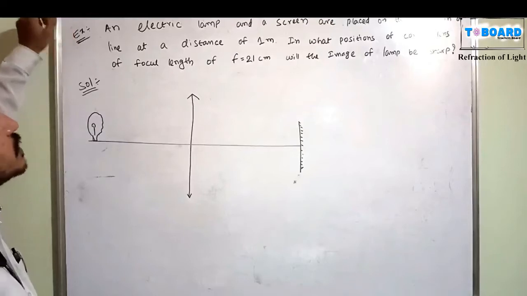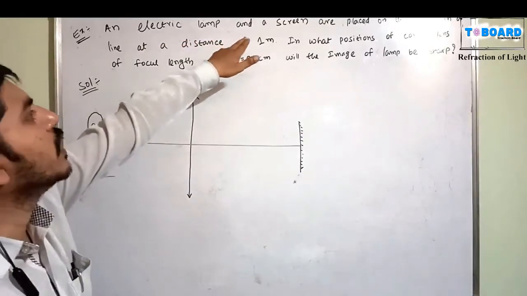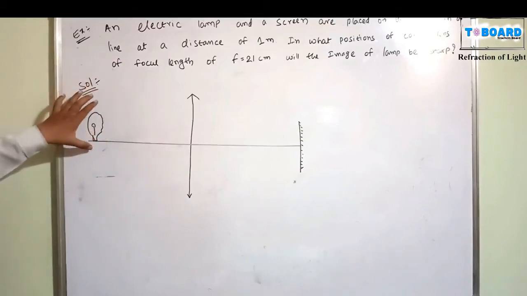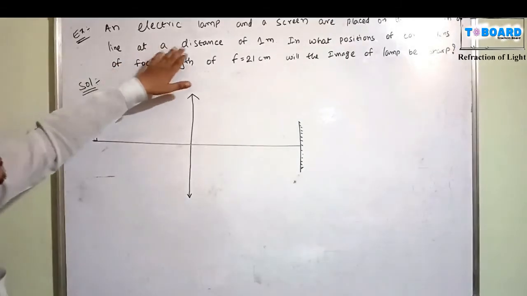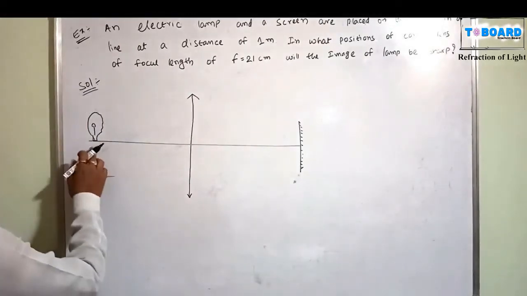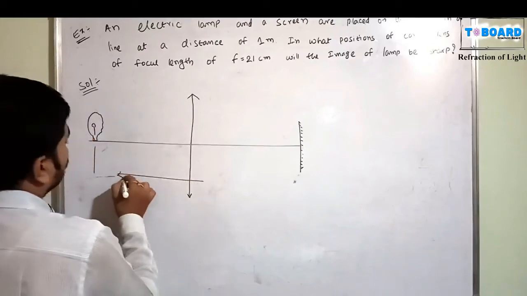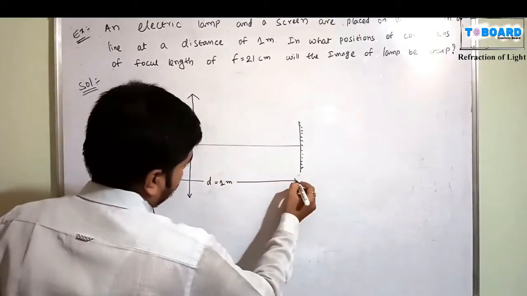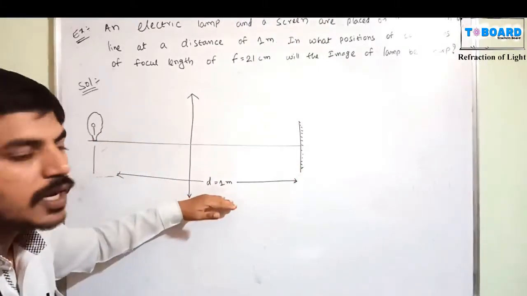So there is an example problem here. In this example problem, an electric lamp and a screen are placed on a table, in a line, at a distance of 1 meter, which is nothing but 100 centimeters. From here to here is 1 meter. Now I am going to consider this as d. The distance between the lamp and screen is 1 meter, which I keep as d.